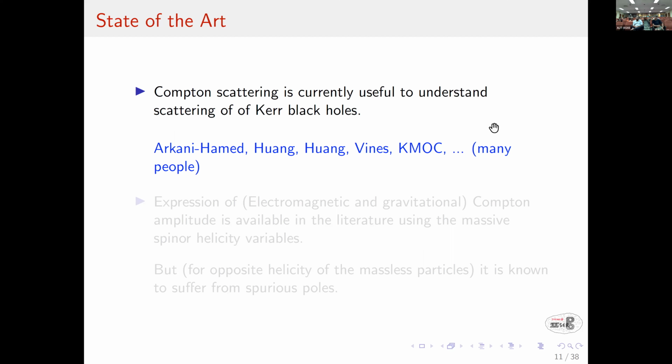And you can compute it by cutting the Compton amplitude. So basically, if you have two massive, two massless, two massive, three massless, two massive, four massless, you can construct all of this by gluing. So in that sense, the Compton amplitude plays a very important role in this kind of gluing picture.